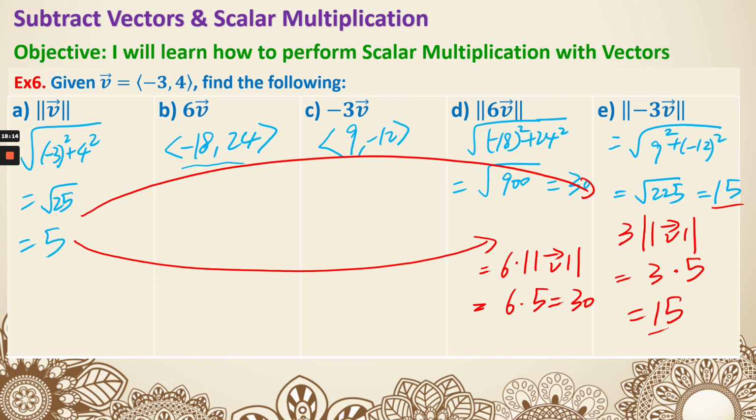And that means we can, again, relate the magnitude of just a v with whatever number is in the front and just do it that way. That is the last example, which concludes this lesson about subtracting vectors and scalar multiplication.